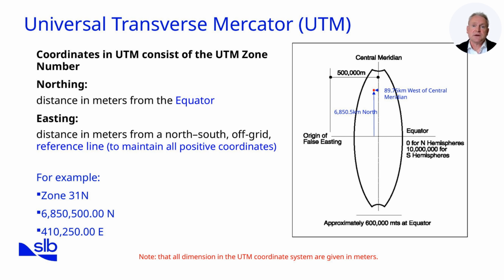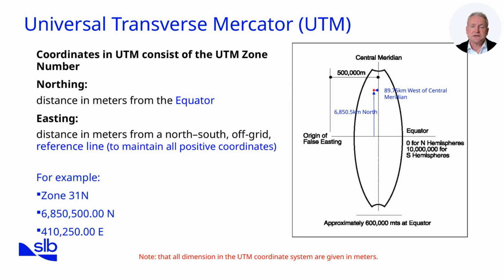Since the central meridian is set at 500,000 meters, we subtract the coordinate: 500,000 minus 410,250 equals 89,750 meters. This tells us the rig is 89.75 kilometers west of the central meridian. By combining these values, we pinpoint the rig's location unambiguously within the zone. Notice how the system avoids negative values, making it simple to communicate and plot coordinates.